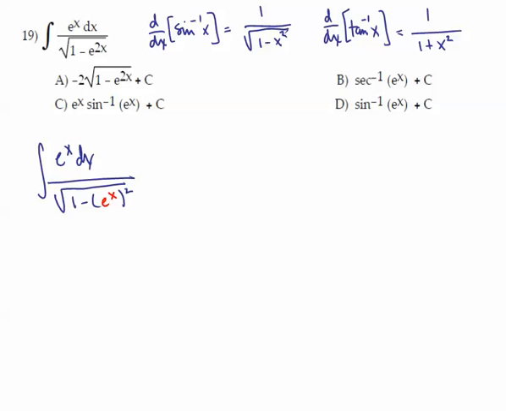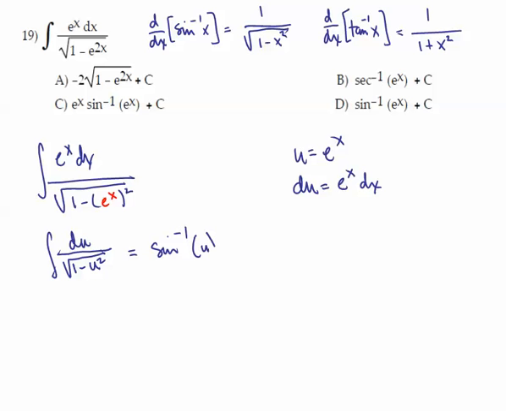So let's see what happens here. Let u equal e to the x, du is e to the x dx. So that's our numerator. And this is not a definite integral, so we don't have to worry about our limits here. But what we are going to get then is du over the square root of 1 minus u squared. And that is the form that we're looking for, the inverse sine. So it turns out that this is all just the inverse sine of u plus c, and then we're going to substitute back u being e to the x, plus c.